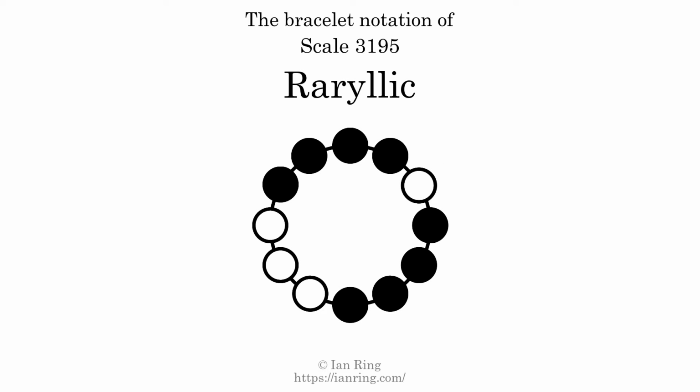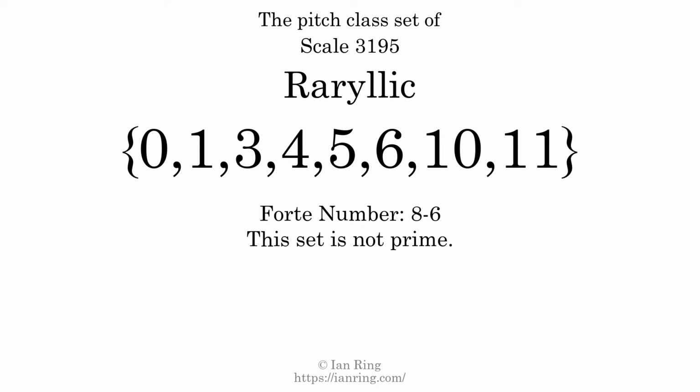This is a bracelet notation diagram of scale 3195. The shaded circles represent tones that appear in the scale, and they are read clockwise, starting at the top. The pitch class set for this scale is 0, 1, 3, 4, 5, 6, 10, 11. The forte class is 8, 6. This set is not prime.